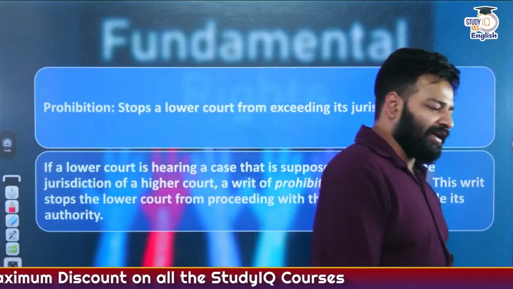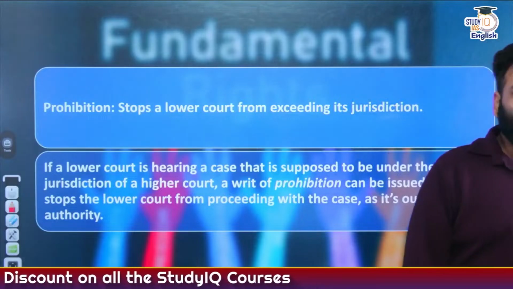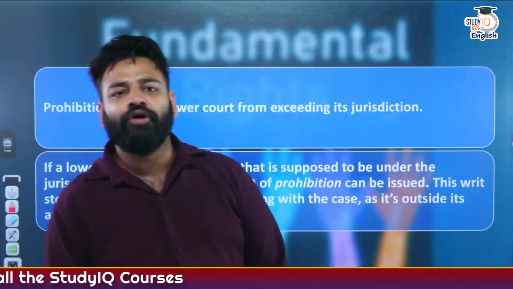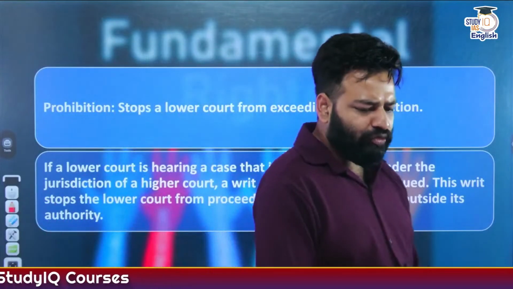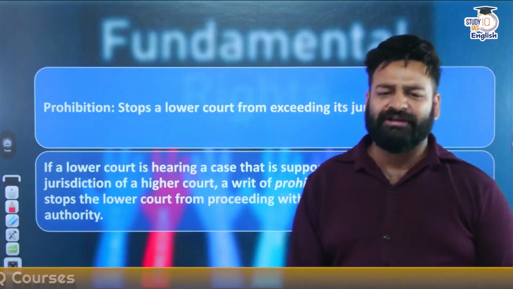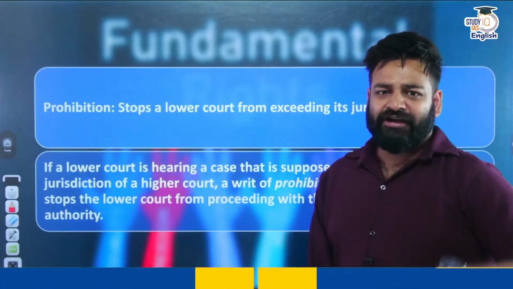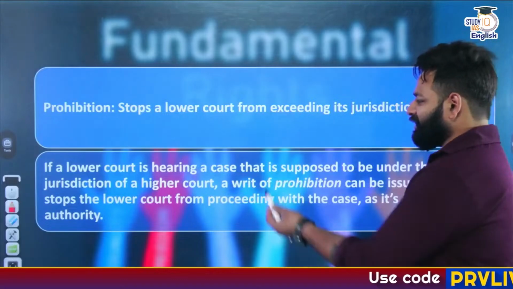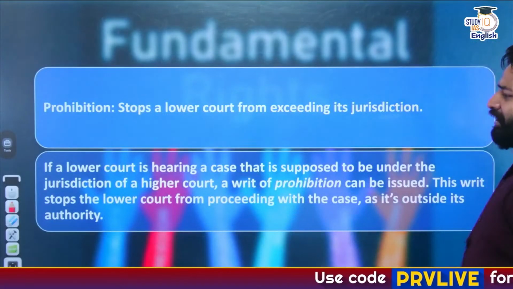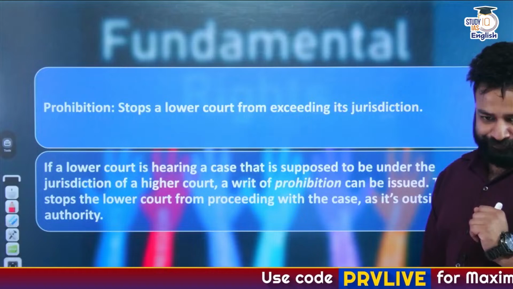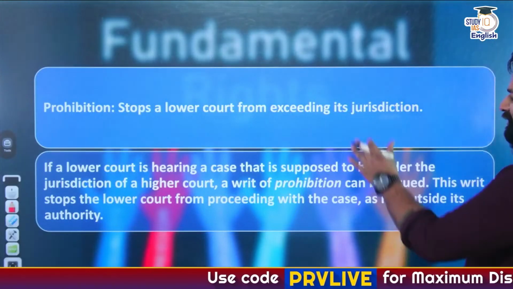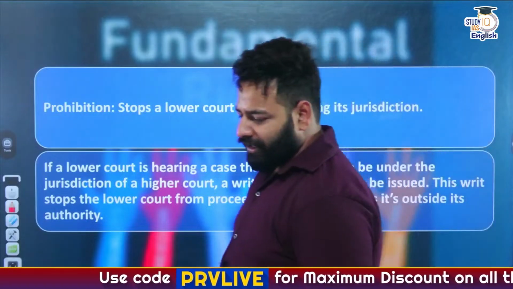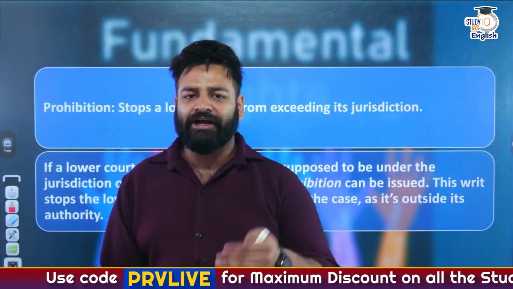Next, prohibition. It is issued against a lower court by the upper courts, in case the lower courts are violating their limits and breaching their boundaries. So if a lower court is hearing a case that is supposed to be under the jurisdiction of a higher court, then a writ of prohibition can be issued against that lower court. So against subordinate courts, High Courts can issue it.